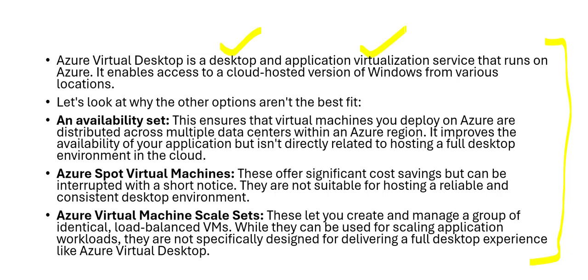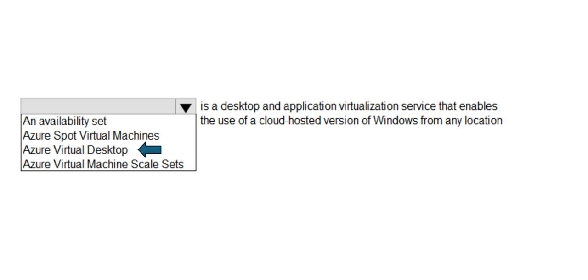Availability set. This ensures virtual machines you deploy on Azure are distributed across multiple data centers. Why? Because if one data center fails, your application and data is still there in other data center. You don't lose the data. But this is not a service for virtualization. So I hope you got the answer here.